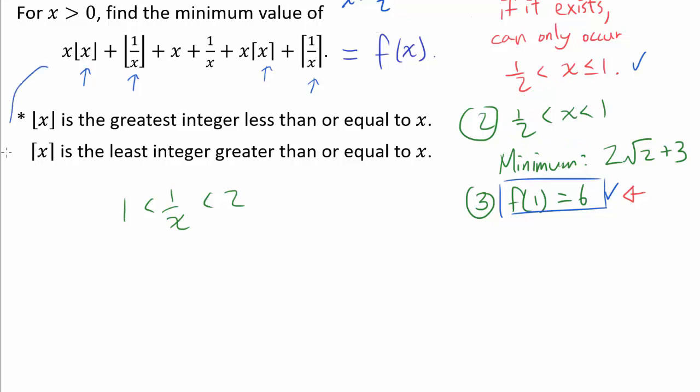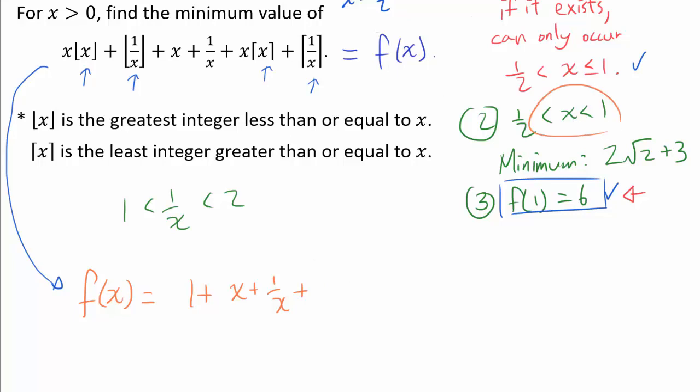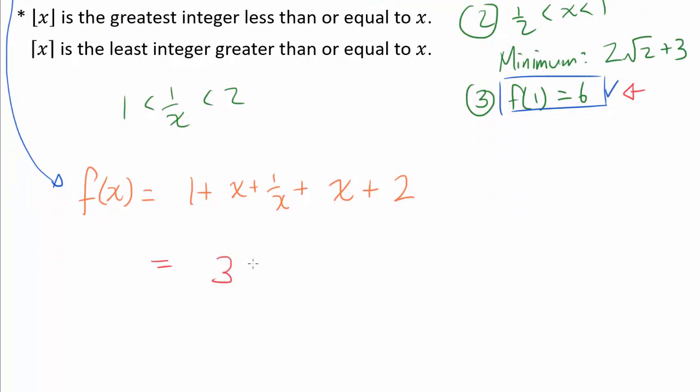So in this case, our entire f of x actually simplifies. f of x becomes x times the floor of x, well, floor of x is 0, plus the floor of 1 over x, that's 1, plus x plus 1 over x, plus x times the ceiling of x. Ceiling of x is going to be 1. So plus x plus the ceiling of 1 over x, which is obviously 2. So we get that our function is 3 plus 2x plus 1 over x.